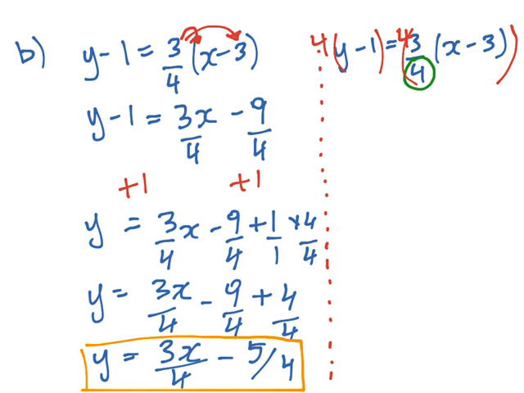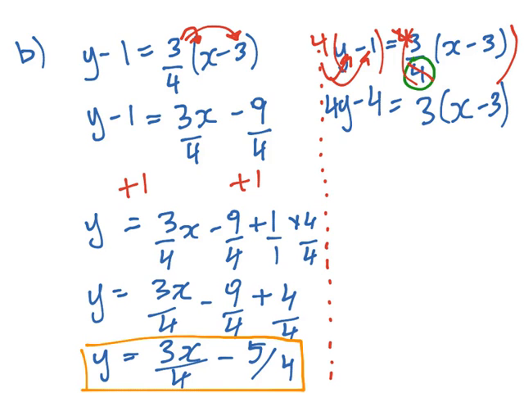That means the 4 will cancel out. So we have on the right-hand side just 3 times x minus 3. Well, on the left-hand side, we have to distribute the 4 into the brackets. So we'll get 4y, and 4 times -1 is -4. Now we still have to expand on the right-hand side. So we have 4y minus 4 on the left-hand side. On the right-hand side, we have 3x. 3 times x is 3x. 3 times -3 is -9.